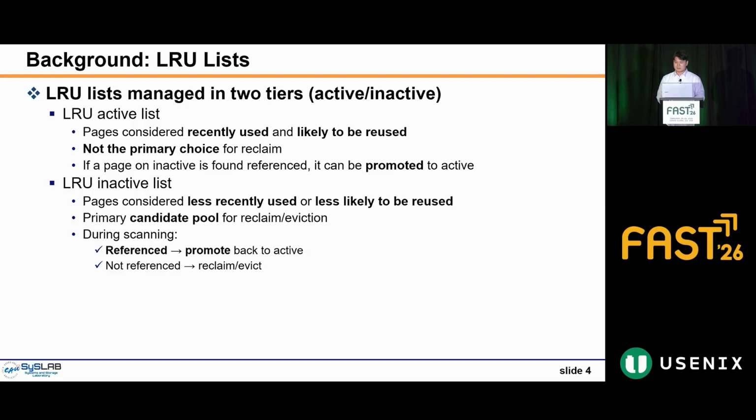Before our design, let me quickly review Linux page eviction. Linux uses LRU lists to choose pages to evict. There are two lists, active and inactive. Active pages are hot, so Linux tries to keep them. And inactive pages are cold, so Linux checks them first. When memory pressure happens, Linux scans the inactive list. If a page was used again, it can move back to active. If not, it becomes a victim for reclaim or swap out.